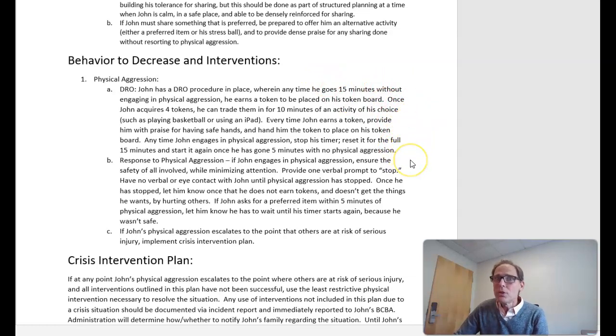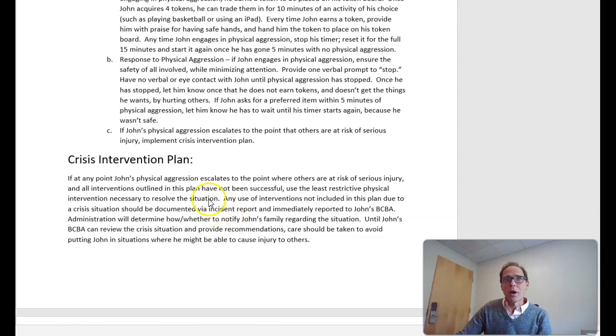But it's also going to include when we do see physical aggression, what do we do about it? How are we going to respond to, in this case, John's physical aggression in a way that obviously keeps everybody safe, but also does not accidentally provide reinforcement for the problem behavior that was engaged in? And then following that, just a little caveat that's always important: if that problem behavior escalates to the point that there's really a serious concern for safety, we may need to put aside our thoughts about long-term learning and reinforcement and just make sure we're keeping everybody safe. And that sort of feeds into our crisis intervention plan.